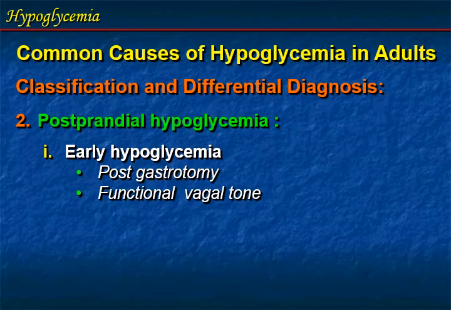What are the common causes of hypoglycemia in adults? The other pillar, we talked about the fasting hypoglycemia, but now we are going to talk about postprandial hypoglycemia. And postprandial hypoglycemia also has two important pillars. An early hypoglycemia after eating, such as post-gastrectomy or the dumping syndrome, or increased vagal tone, which we see in neurotic and anxiety neurosis in girls with hypoglycemia.